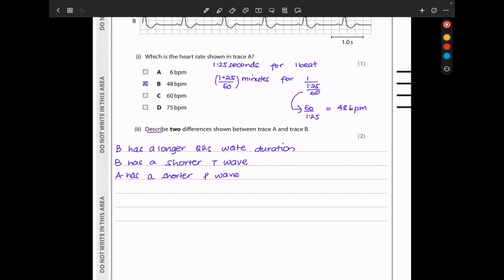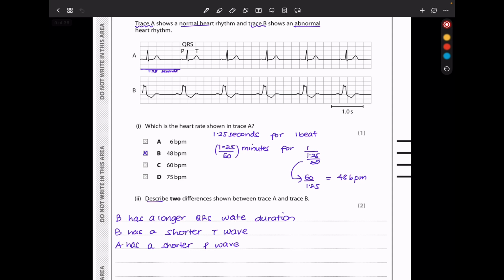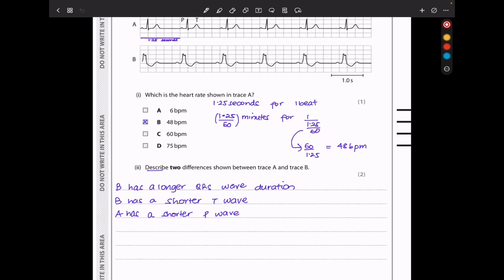Next, they say describe two differences shown between trace A and trace B. So we can see, look at the QRS wave is different. We can see this peak is shorter in comparison to that. There are so many differences. We can see this one here is lower, or it's kind of deeper in comparison to that. So I said B has a longer QRS wave duration, B has a shorter T wave, and A has a shorter P wave.